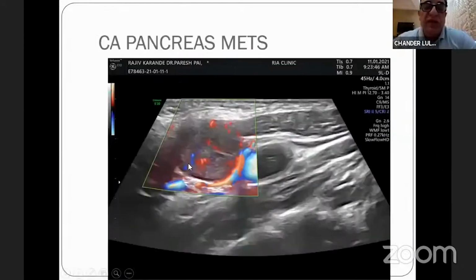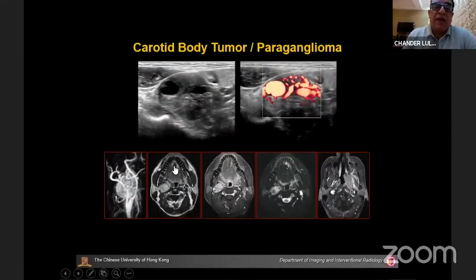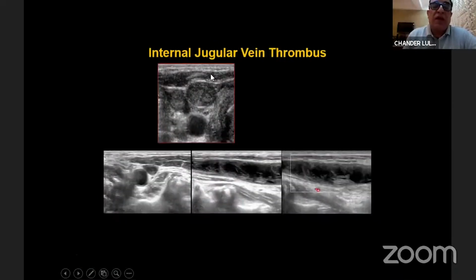This is an incidental isoechoic benign nodule in the thyroid, but they had multiple other lymph nodes in the body. This is a metastatic lymph node from CA pancreas close to the thyroid and anterior to the carotid vessels can sometimes be mistaken. Again, similarly, a carotid body tumor is situated at the bifurcation of the carotid artery and looks very much like a thyroid nodule. An internal jugular vein thrombus can also look like a solid nodule arising from the surface, but on long axis, it shows it's linear and it has got thrombus with cystic areas.